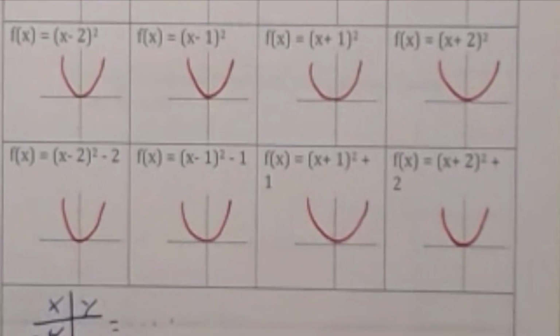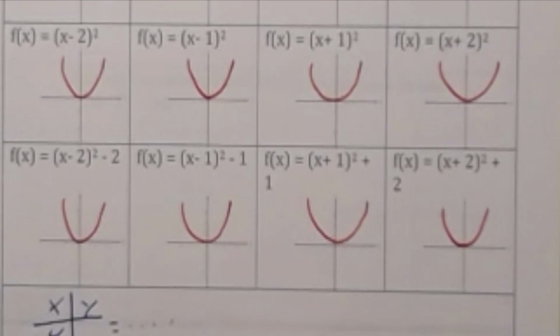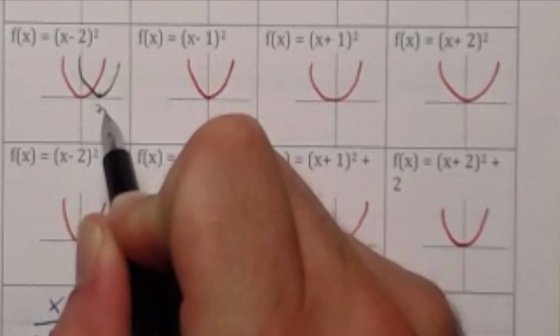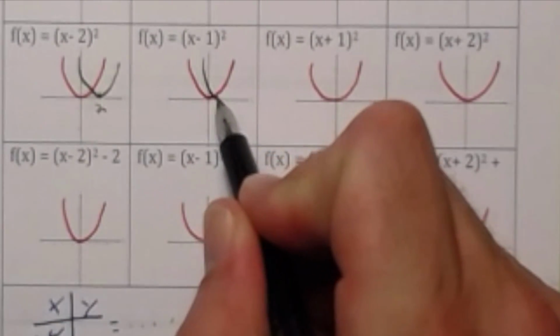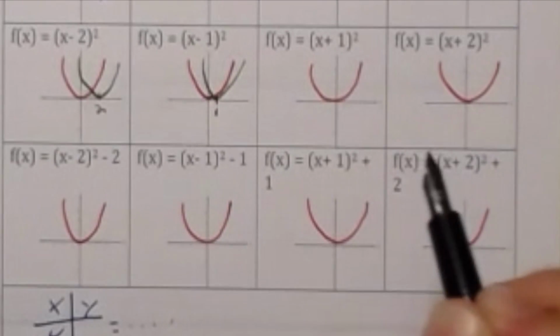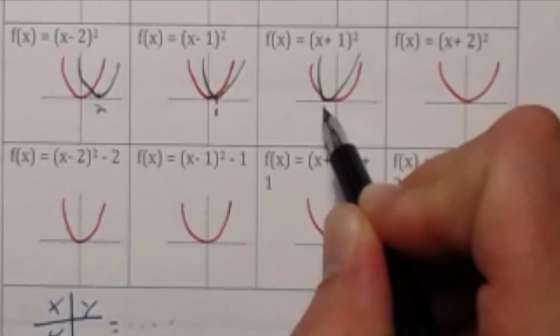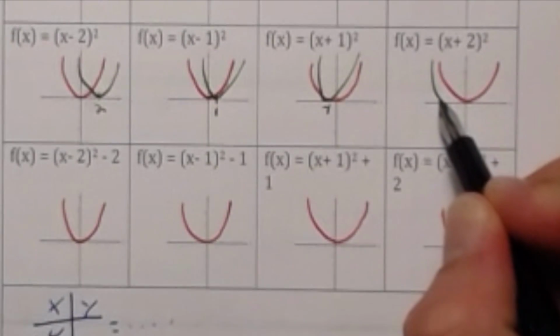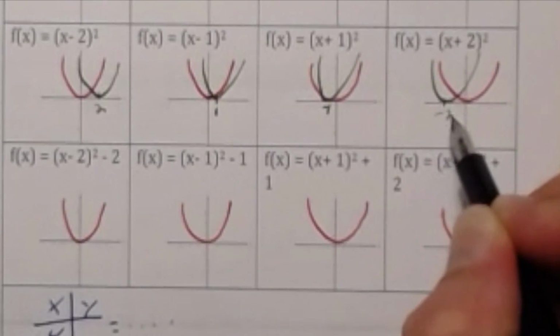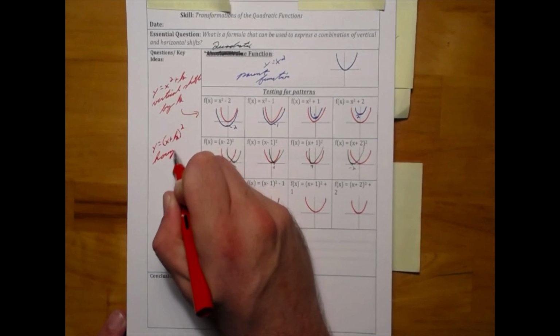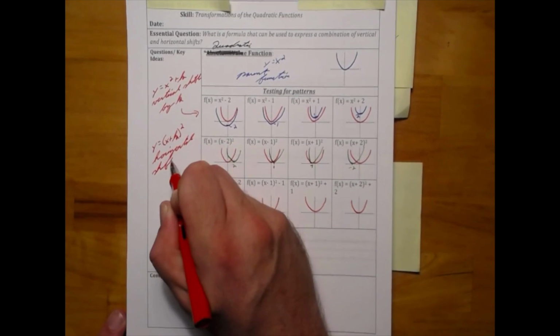So what about if the changing number is inside the parentheses, like this next set? X minus 2 squared, I find after calculation, shifts it to the right 2. And x minus 1 squared shifts it to the right 1. X plus 1 squared shifts it to the left 1. And x plus 2 squared shifts it to the left 2. What I'm able to see is that y is x plus k squared will give me a horizontal shift left or right by the opposite of k.